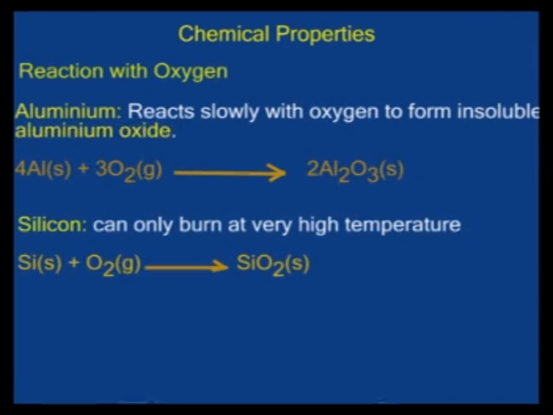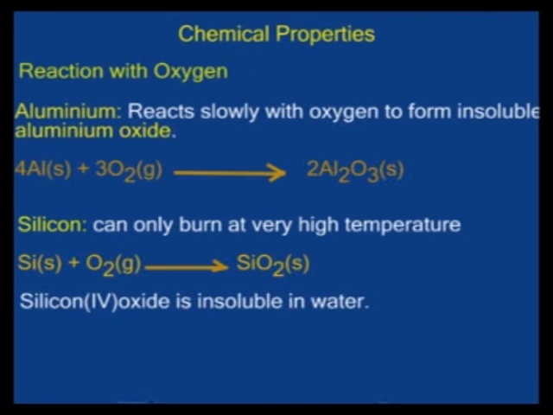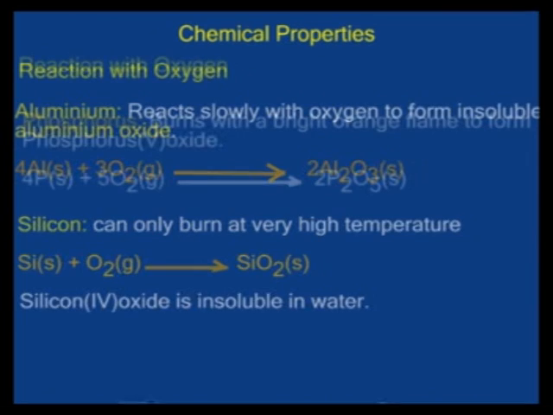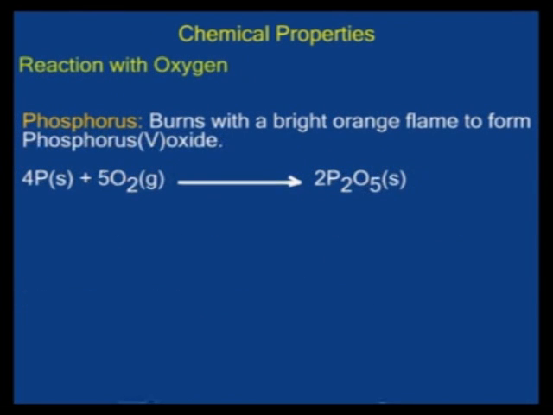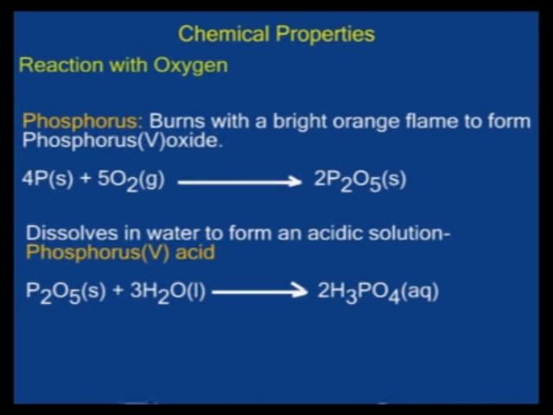Silicon powder can only burn in oxygen at very high temperatures of 450 degrees Celsius to form solid silicon 4 oxide. The silicon 4 oxide is insoluble in water. Now phosphorus readily burns in oxygen with a bright orange flame to form phosphorus 5 oxide. Now the phosphorus 5 oxide dissolves in water to form an acidic solution of phosphorus 5 acid.